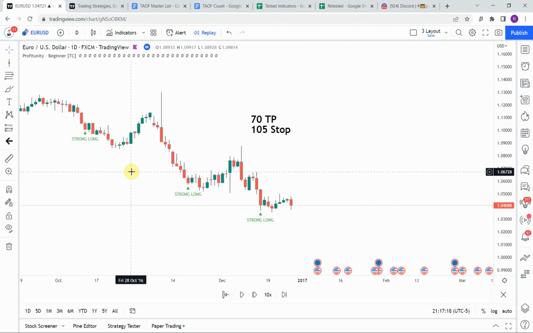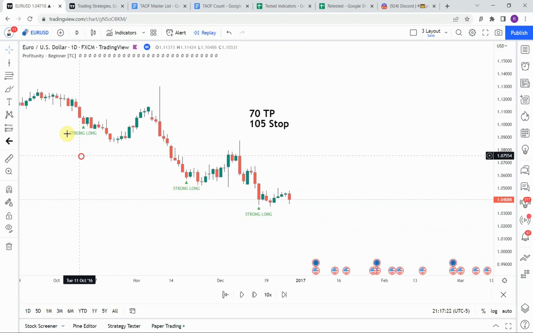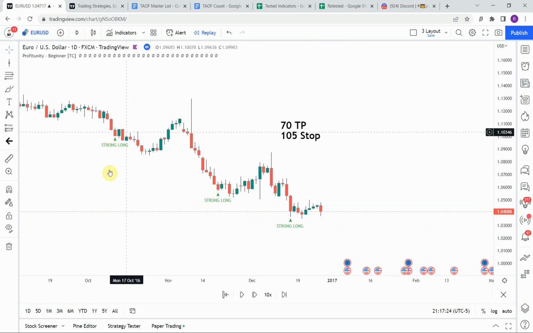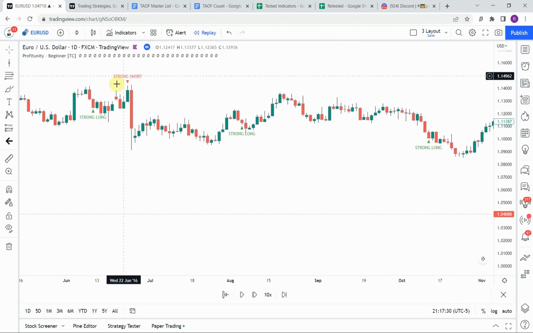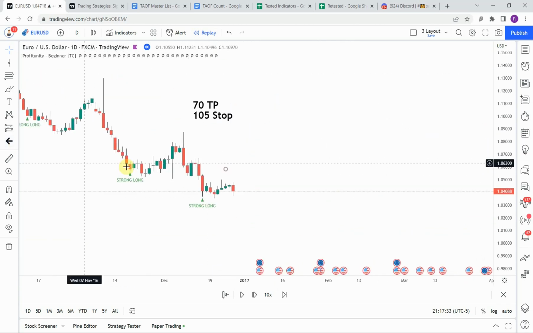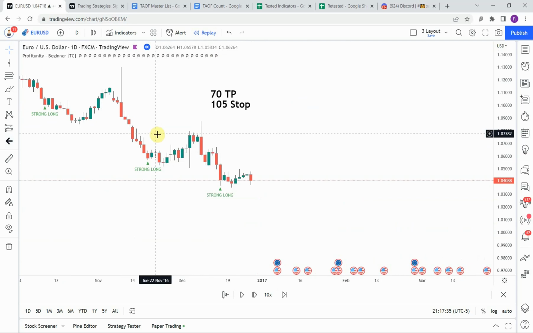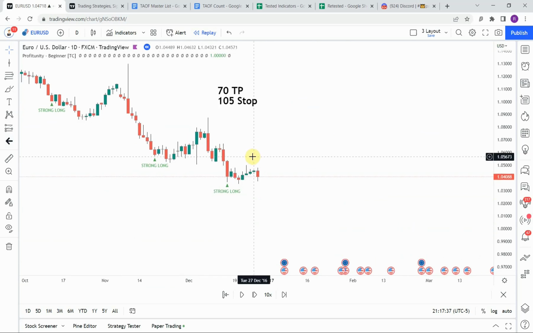So that being said, what we are looking for obviously is going to be these signals here. When we get a strong long signal, that's going to be a signal to go long. When we get the strong short signal, then we are going to go short. So let's go ahead and get on with the testing and see what we can get out of it.